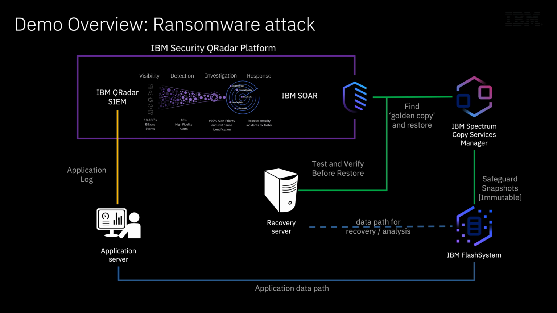I showed this slide earlier. Again, this is what we're about to show. QRadar will see an attack on the production server, the application server on the lower left-hand side. It will see those encrypted files. It'll then immediately escalate that to SOAR. SOAR will then immediately use the safeguarded snapshots, which are immutable on the IBM FlashSystem, by getting a list of all of them from IBM's Copy Services Manager. It will find those golden copies and then restore them one by one, validating and testing them on the recovery server until it finds one that passes all of those tests, and then immediately be able to push that to the application server and restart the application server.